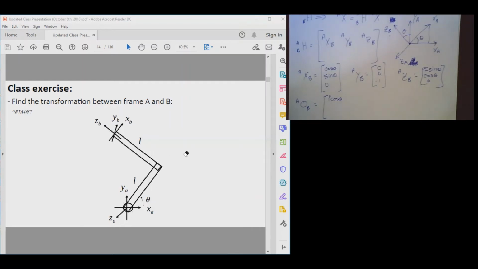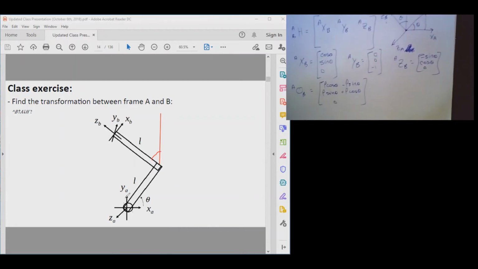Let me quickly draw that for you. If this angle is theta, then this angle here has to be theta, right? Okay, so the X component is going to be L cosine theta minus L sine theta. How about the Y component? It's going to be L sine theta plus L cosine theta. And then the last one is 0.